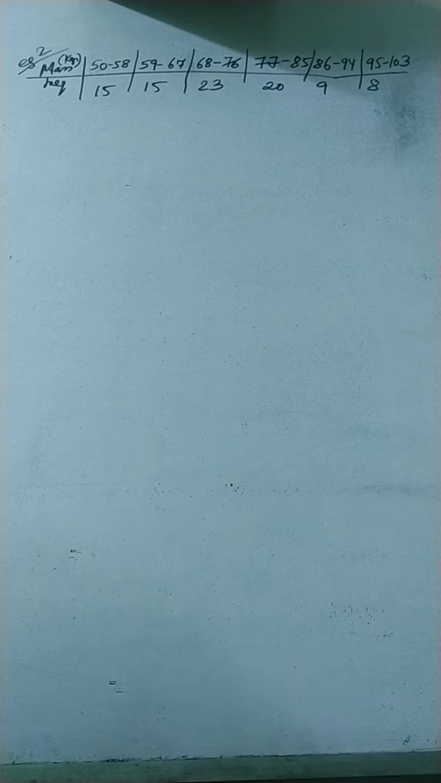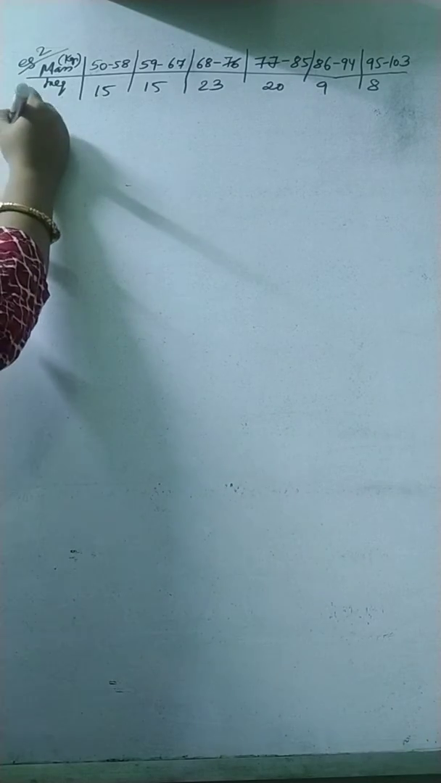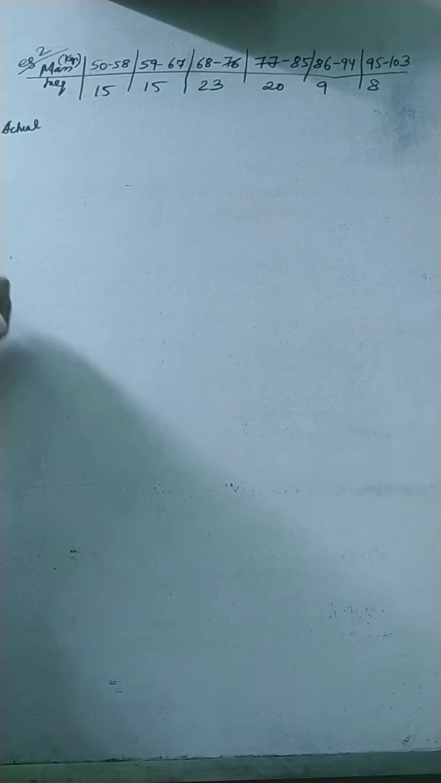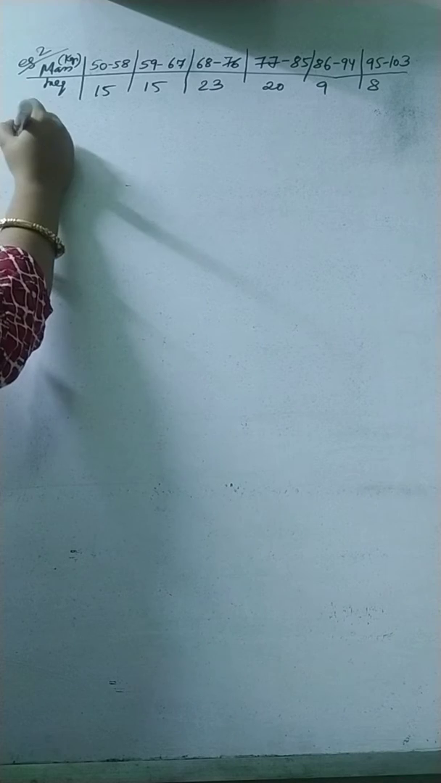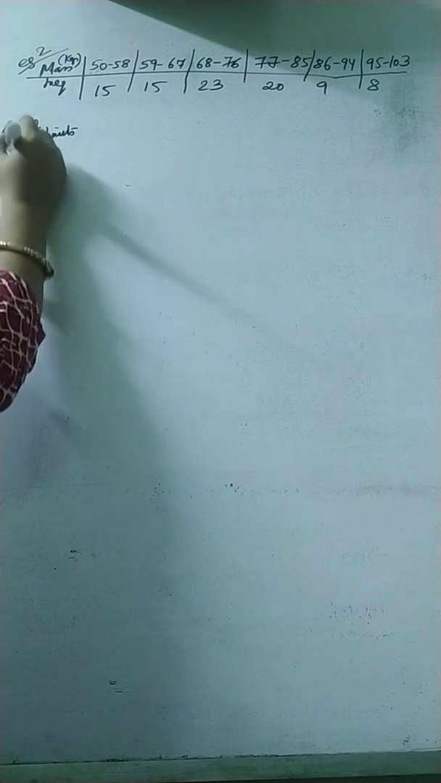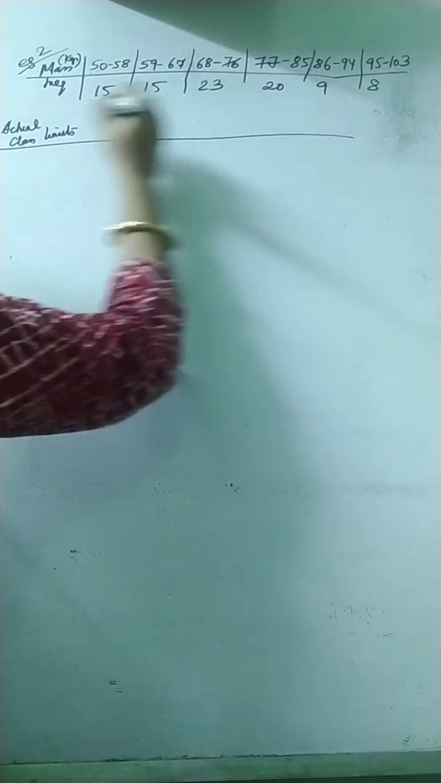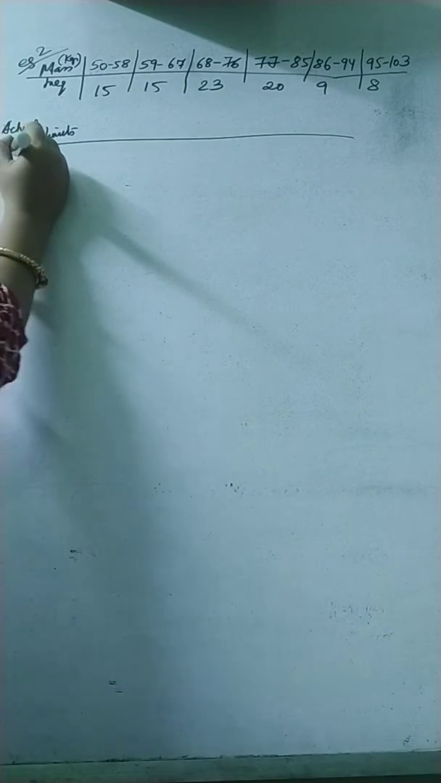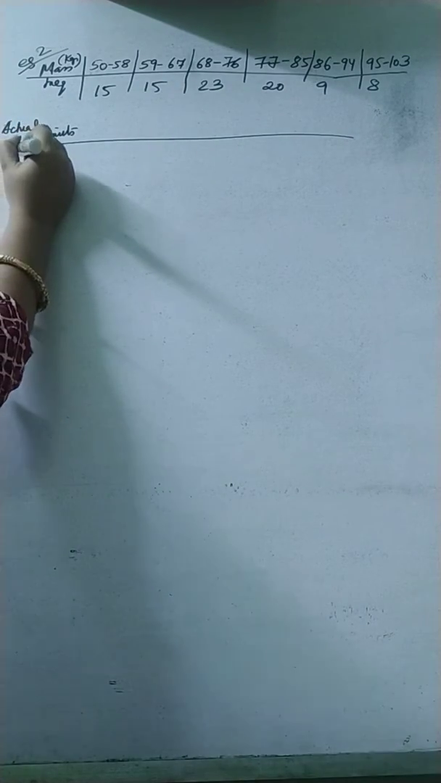Now I hope you have noticed something. Here the class intervals are not continuous. So first of all, we make the class intervals continuous. We will calculate the cumulative frequencies as it is. We call it actual class limits. What are the actual class limits? It is 0.5 less this side, 0.5 more that side.